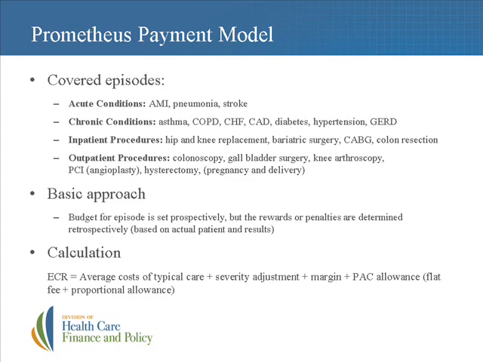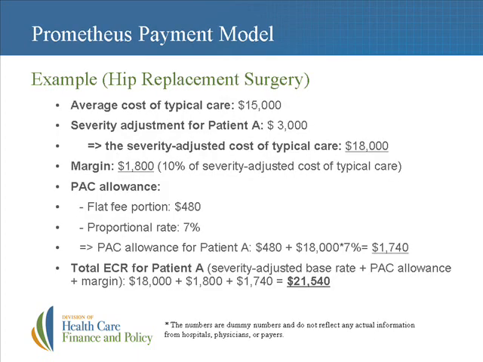There's a very complicated method to arrive at what the PAC allowance is, but it's designed to allow for some portion of the cost of potential complications to slightly offset the cost of the corrective treatment if they do occur. But what it essentially does is it creates a strong incentive to avoid complications altogether in order to retain more of the case rate. So how does that work?